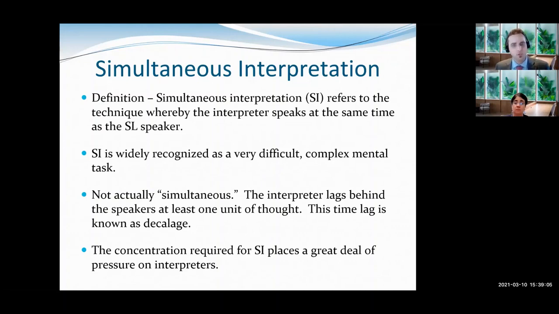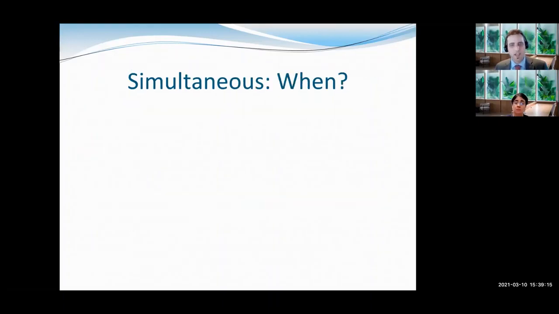The more experience that you have, the less that happens. I no longer feel that way. But at first, you tend to take on pressure that maybe you probably shouldn't take on, and it's because simultaneous is a very complex kind of task.